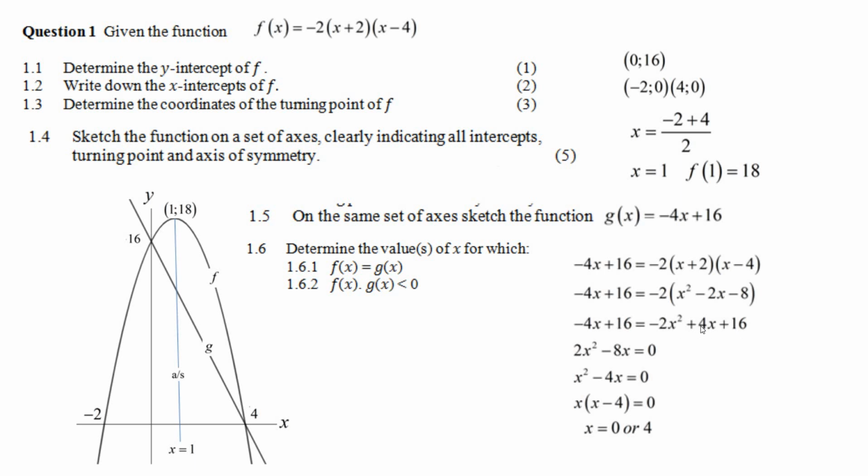Plus 16 on both sides. Just subtract, that goes away. Add 2x squared, take away 4x. Then divide everything by 2, then factor out the x. I'm looking at my two answers, x equals 0 or x equals 4. And there you go, all done.